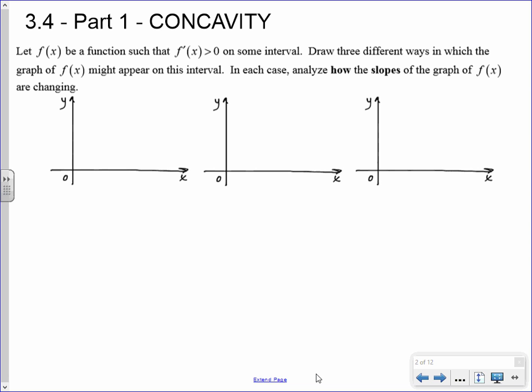Okay, so I want you to draw 3 different graphs where your derivative is positive. 3 different graphs where in all 3 graphs the derivative is positive. You're drawing a function.